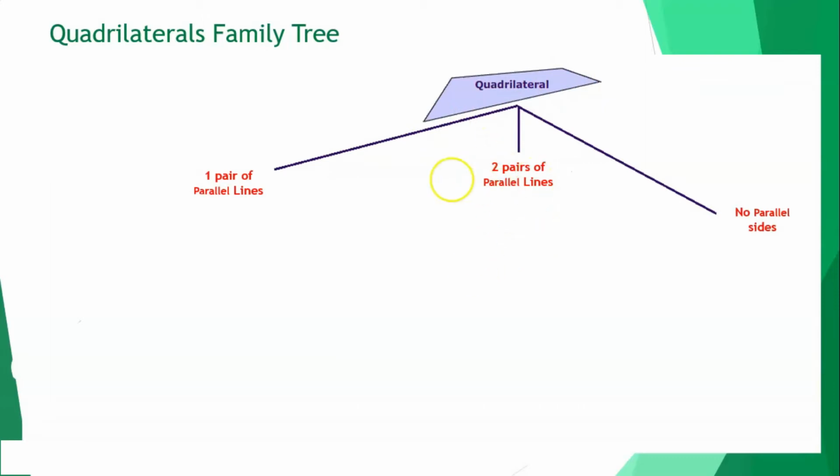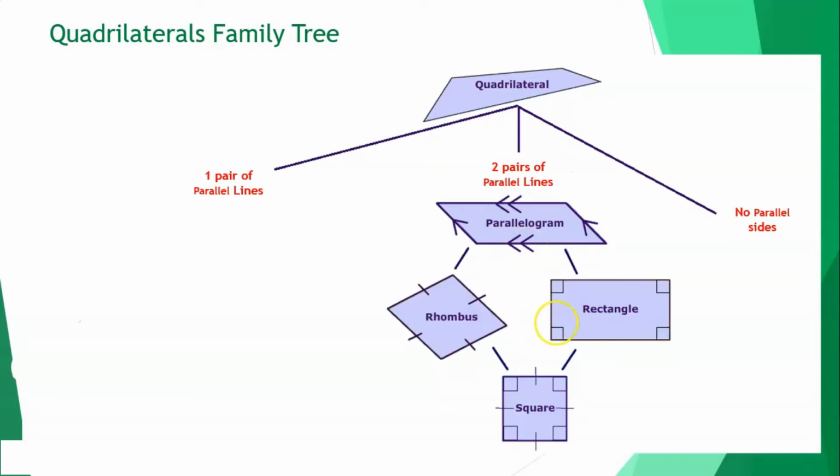The first group is a set of quadrilaterals that has two pairs of parallel lines, and it is considered a parallelogram. Take note, the markings here indicate that this side and this side are parallel. The double markings at the bottom and at the top indicate that these two sides here are also parallel. Now parallelograms have three kinds. It could be a rectangle, it could be a rhombus, or it could be a square.